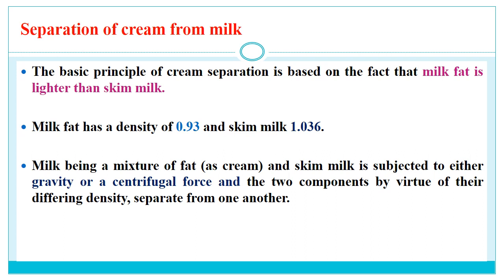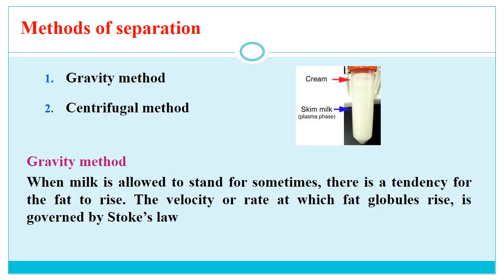So the two parts of milk, cream and skim milk, have a very high difference in density or specific gravity. Now when they are subjected to gravitational force or centrifugal force, they get separated due to this difference in density. Now methods of separation. Basically there are two methods. One is the gravity method, another is the centrifugal method.